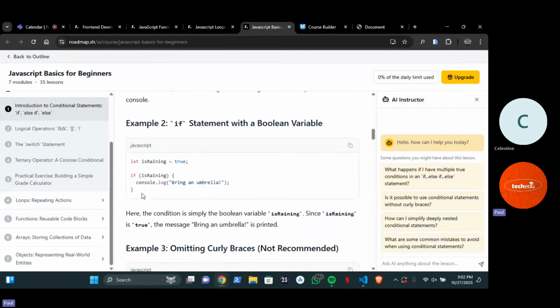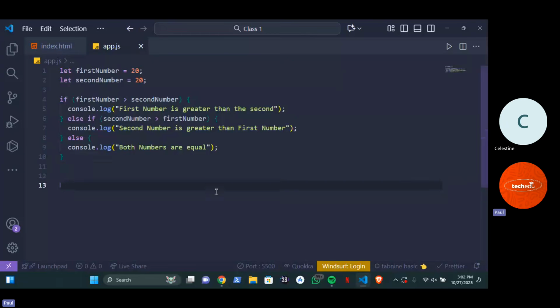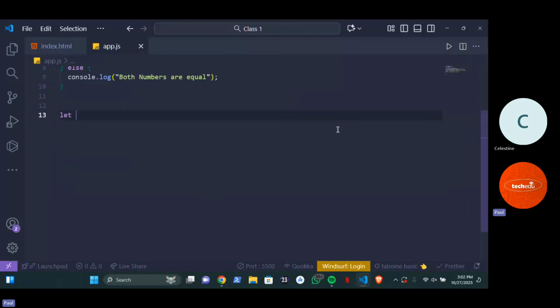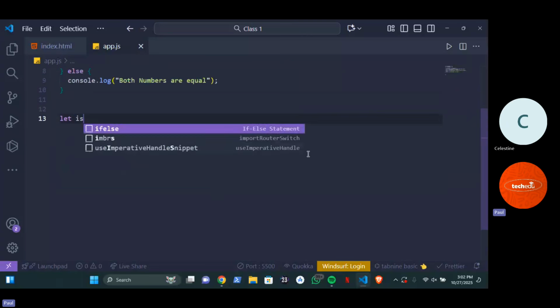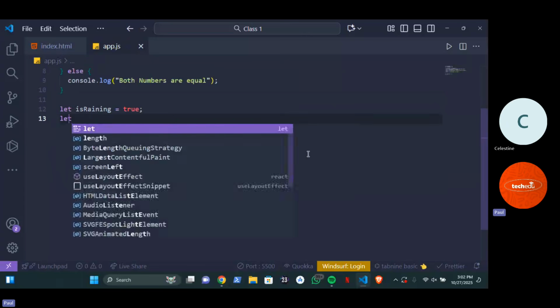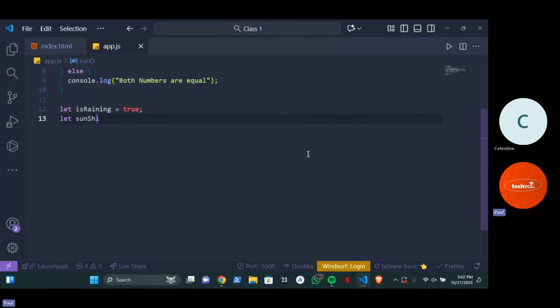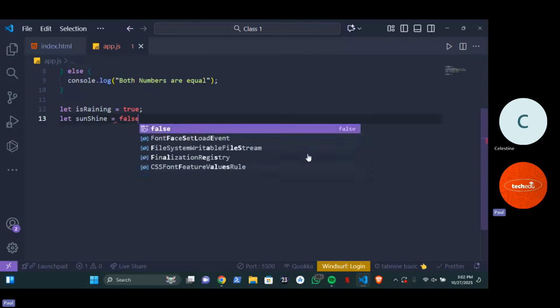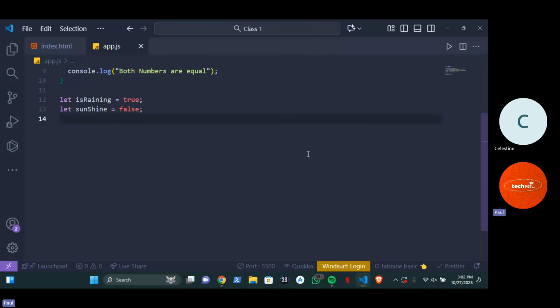Now let us try something else. So let us say we have this. Let us check for a condition. So let us set a boolean, right? Let's check if it is raining or if there's sunshine. You understand? So let us say it's raining. So let's have isRaining, and we set it to what? True. Now let us have sunshine, and let us set it to what? False. Do you understand? Which one is true? Raining, right? Sunshine is false.